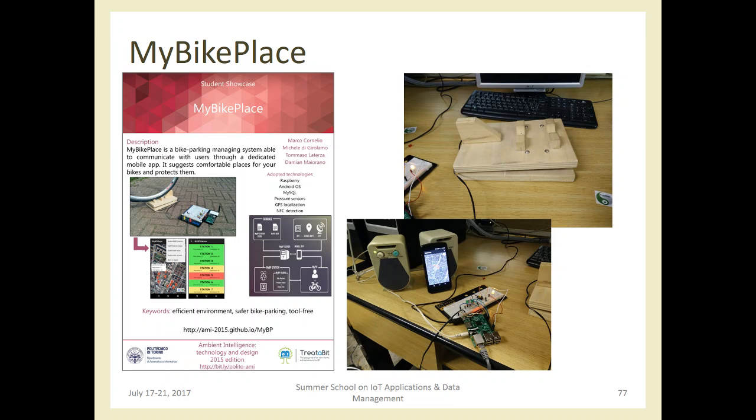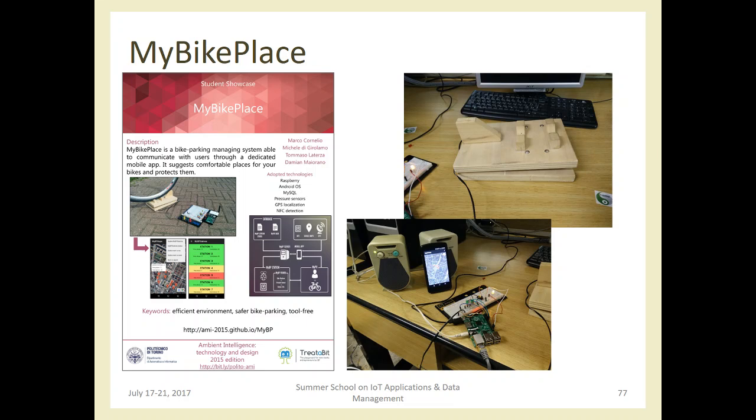It was a very simple project, a sort of stall for parking your bike. So it's a bike wheel. When you park the bike there, there's a sensor that senses that, and with an RFID identifier, it will match your bike and remember that your bike is there. And we associate that place with your smartphone.